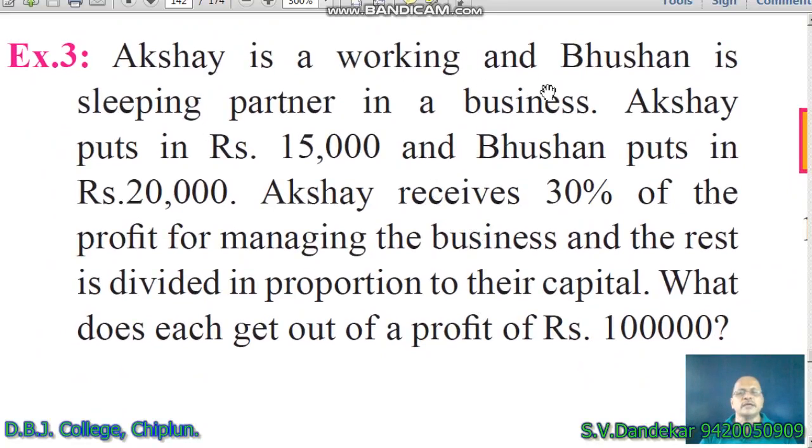Akshay is a working partner and Bhushan is a sleeping partner in a business. Akshay puts rupees 15,000 and Bhushan puts rupees 20,000. Akshay receives 30% of the profit for managing the business and the rest is divided in the proportion of their capital. What does each get out of a profit of rupees 1 lakh?